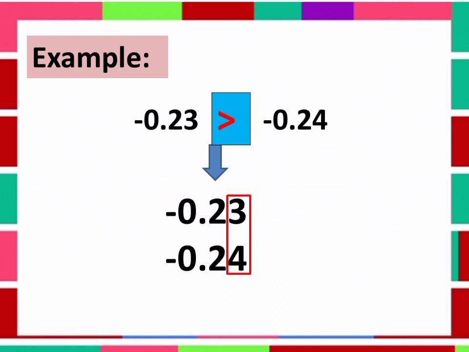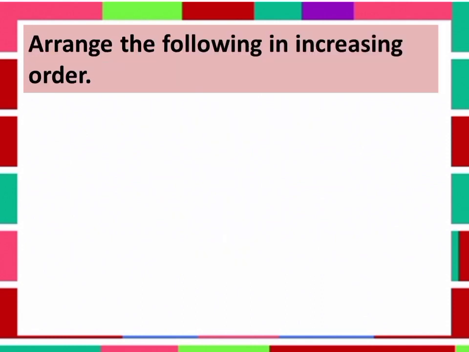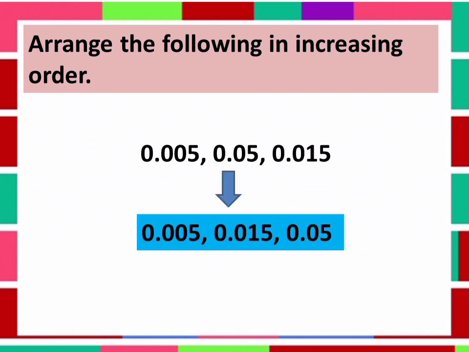Okay, next. Let's arrange the following in increasing order. Pataas daw. So, for example, we have 0.005, 0.05, 0.015. So, the answer will be this one. So, in increasing order to, pataas. So, gagamitin lang ulit ninyo yung pag-a-align ng kanilang decimal point para ma-compare natin sila at ma-arrange natin sila in increasing order.